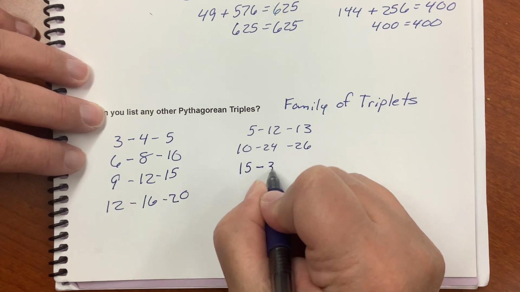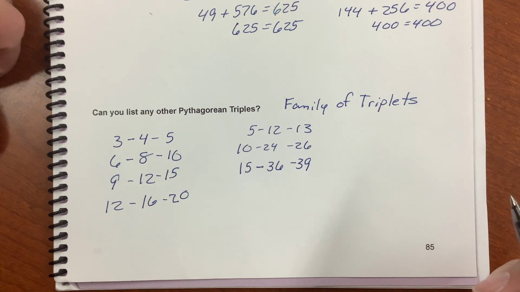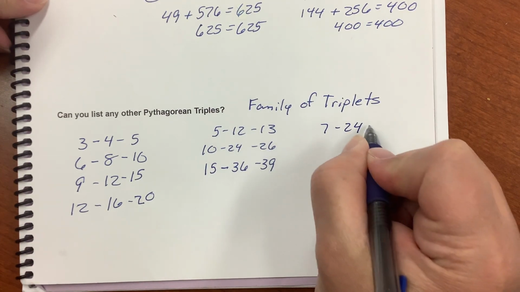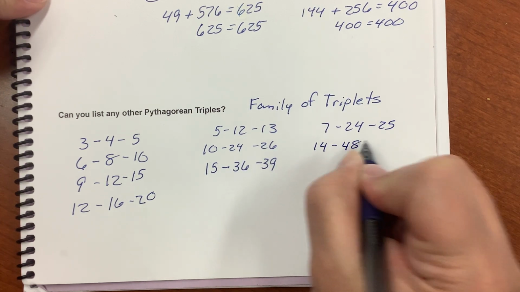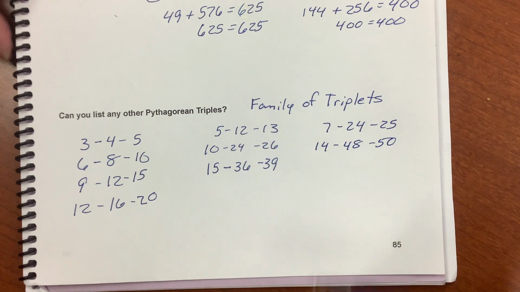15, 36, 39, and you could just keep going with that. You could do it with this one. 7, 24, 25, 14, 48, 50. I could just keep making up triplets by multiplying the ones I know are triplets.